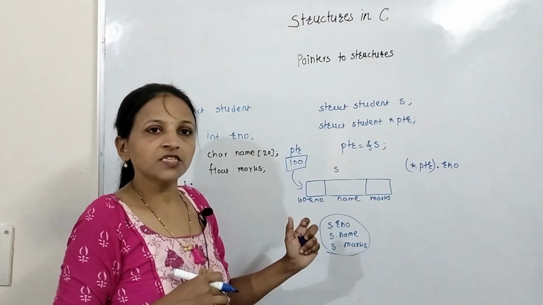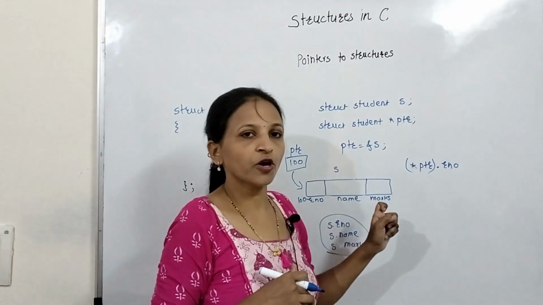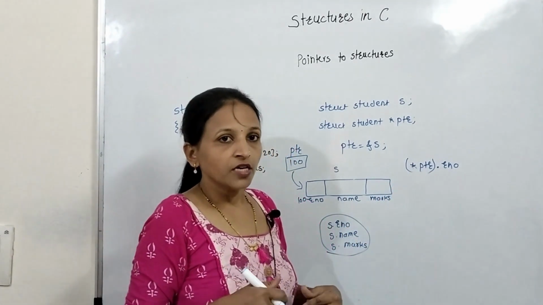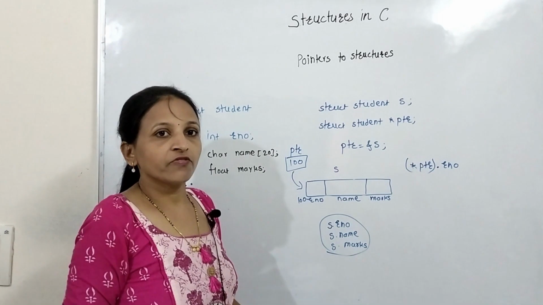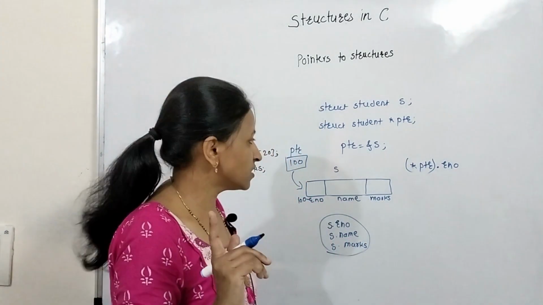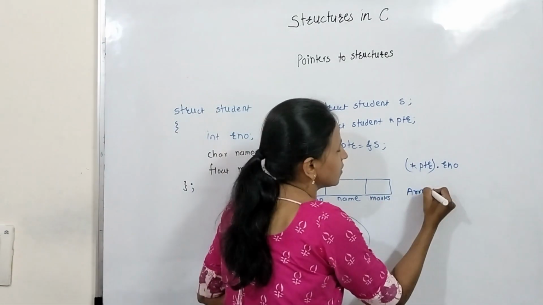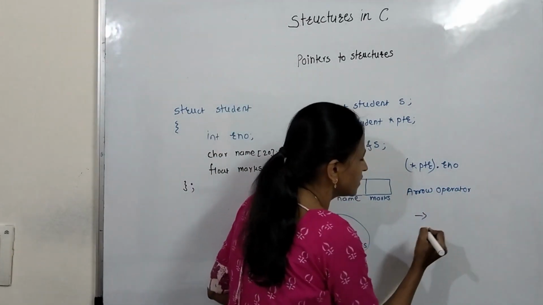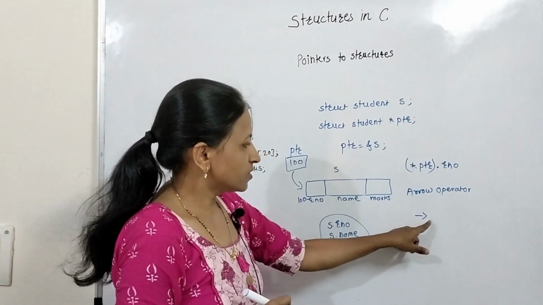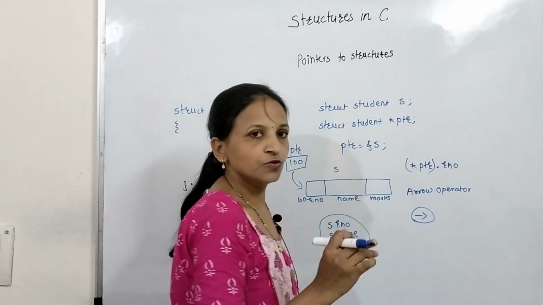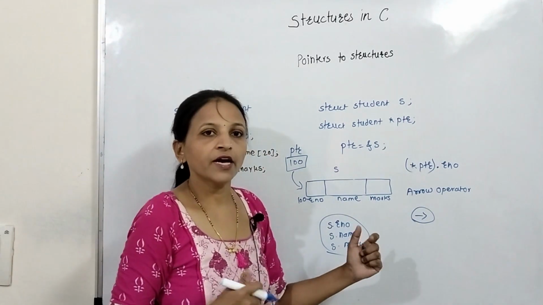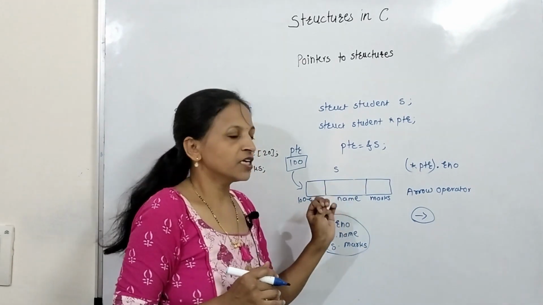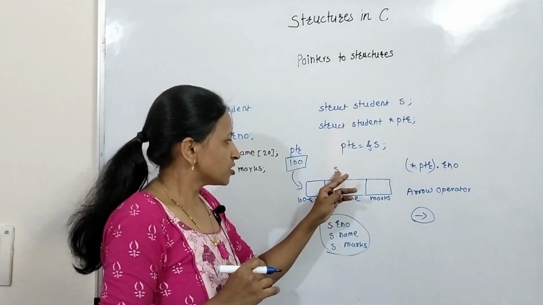Here the structure variable is there, but I want to access it with the help of a pointer, so we can write it like this: star PTR.RNO. But instead of that, there is one more better way. We can use one more operator, that is nothing but the arrow operator. The arrow operator is like this. We have to write this hyphen and then this symbol. These two operators used combined form the arrow operator. Now with PTR you can use the arrow operator directly to fetch individual members of that structure variable.